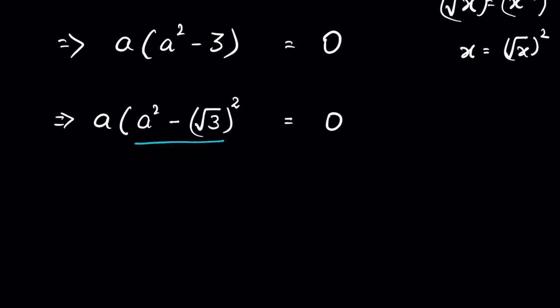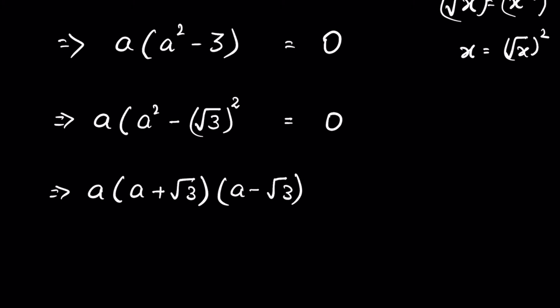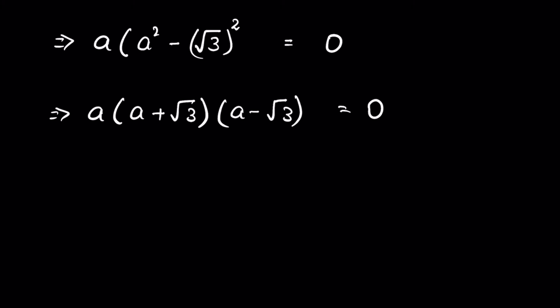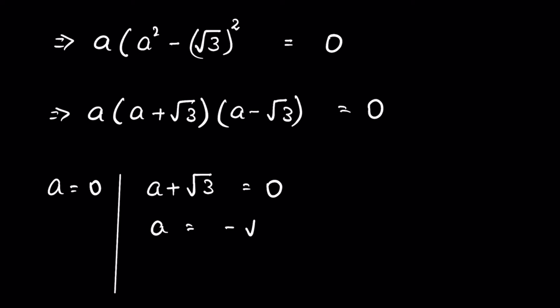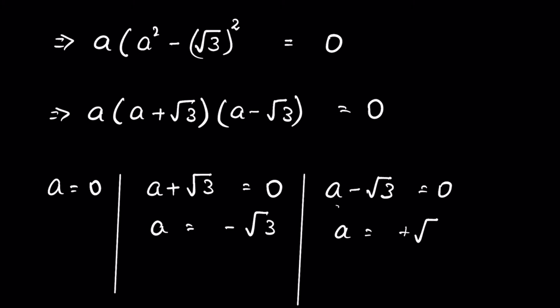Now this is in the form of difference of squares, a plus b times a minus b. So we can write a times (a plus square root of 3) times (a minus square root of 3) equals 0. Now the solutions for a: when a equals 0, this is one solution. When a plus square root of 3 equals 0, then a equals minus square root of 3. When a minus square root of 3 equals 0, then a equals plus square root of 3.